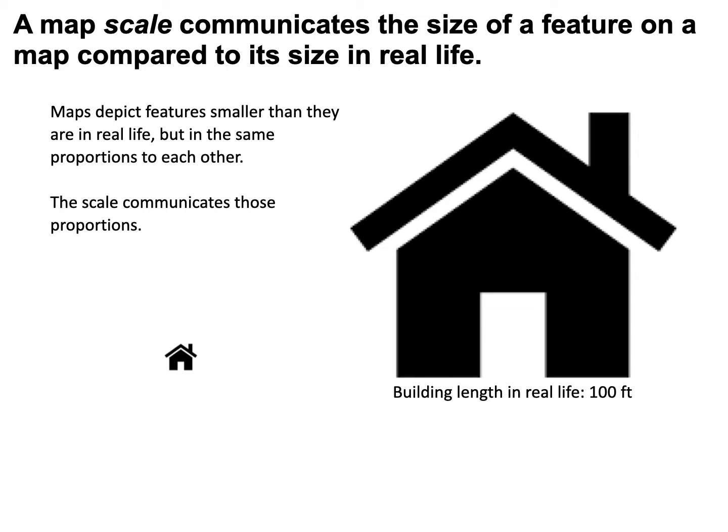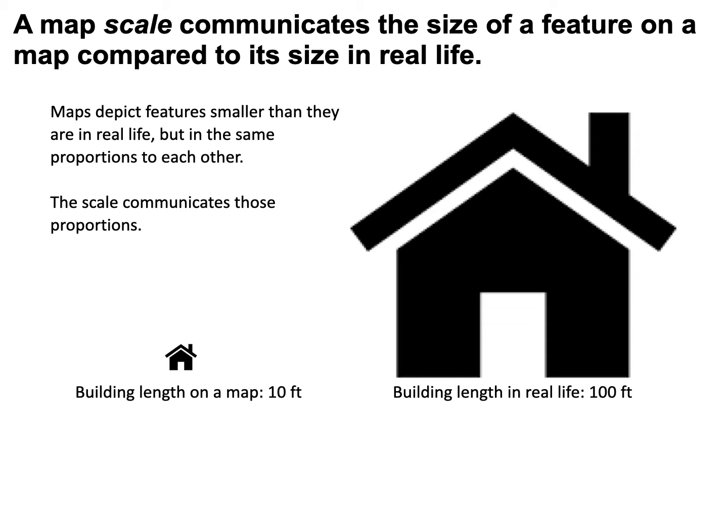So here's an example. We've got a hypothetical building that is 100 feet long in real life. And let's say we have a really big map. And on our really big map, the building length is only 10 feet. So it's a really big map. Not very realistic, but hopefully it's going to get us through some of our example ideas here.